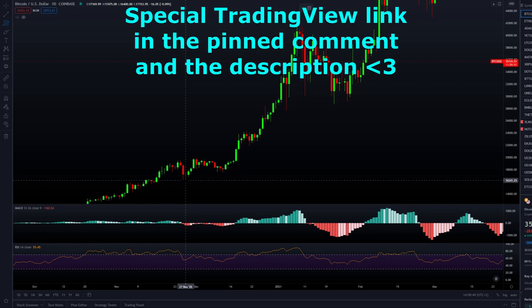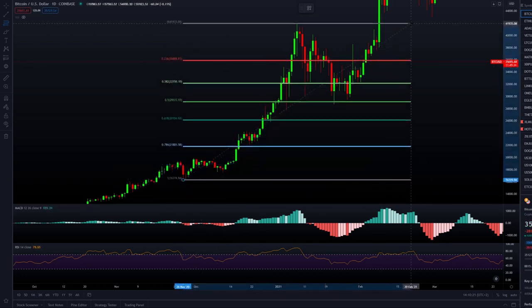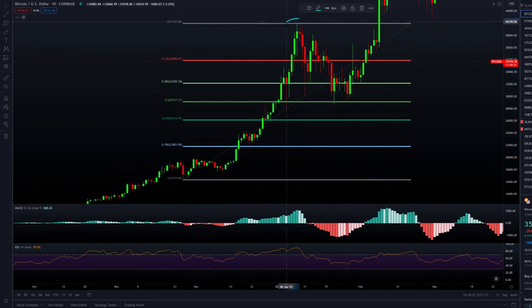But all right, so how do we use the Fibonacci retracement tool? Well, it differs a bit depending on if we are in an uptrend or if we are in a downtrend. If we are in an uptrend, what you want to do is identify a low and a high, a swing low and a swing high. In this case, we have the swing low right here, and the swing high is the very top.